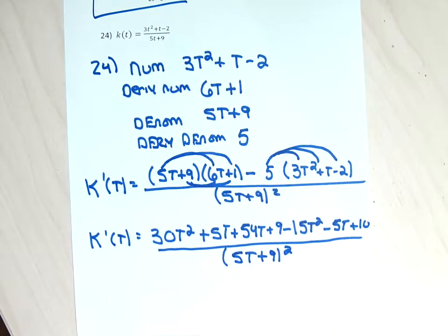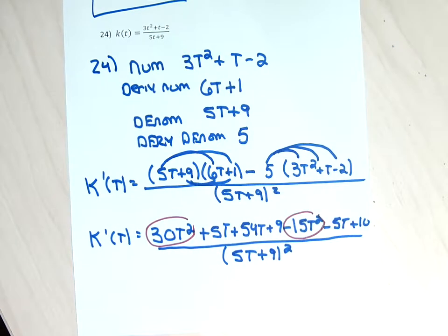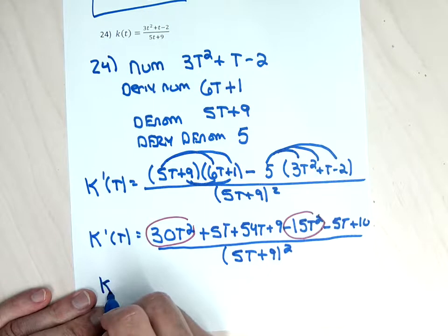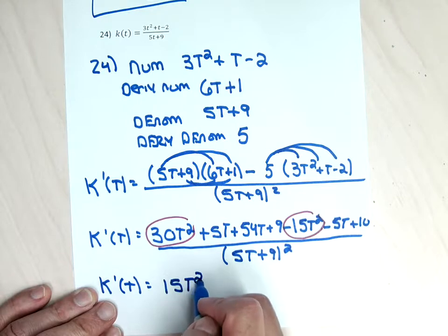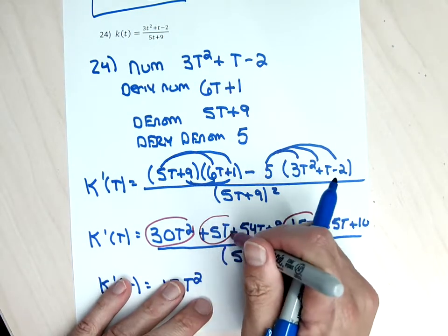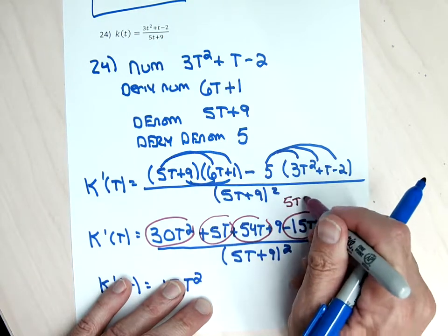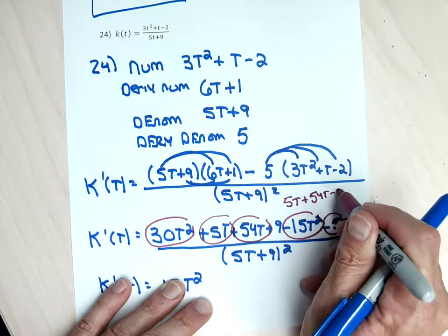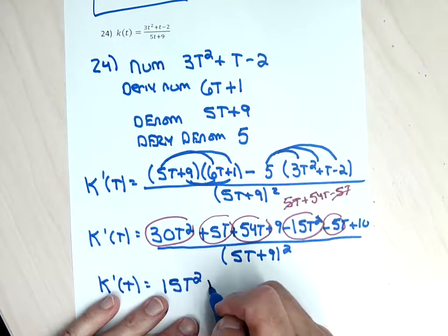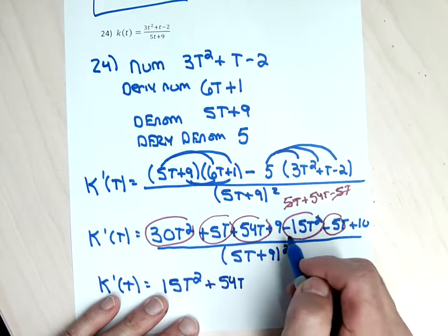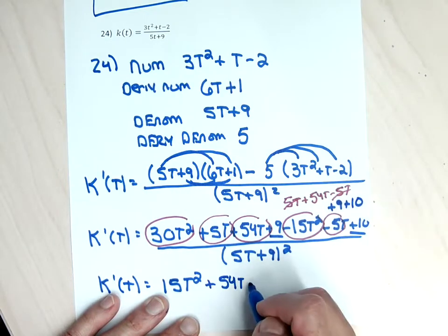Now I'm going to combine like terms. I'm going to do 30t squared minus 15t squared by just going 30 minus 15 and leaving the t squared. That's going to give me 15t squared. And then I'm going to do plus 5t plus 54t minus 5t. These 5t's cancel and you're left with the 54t. And then I have the plus 9 and the plus 10, and that gives me a plus 19.